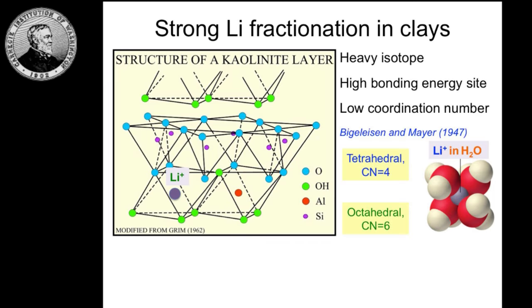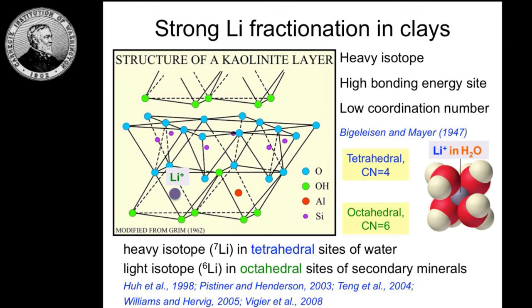This is actually known from fractionation mechanism theory, that the heavy isotope prefers the higher bonding energy site, which usually corresponds to a low coordination number, right? So that means the heavy lithium likes to go into the tetrahedrally coordinated water, and the light isotope likes to be in the octahedral site of the secondary minerals, such as clay or iron and aluminum hydroxides. This has been well established by many observations as well as laboratory experiments. So that's the fundamental fractionation we will use in tracing weathering processes.